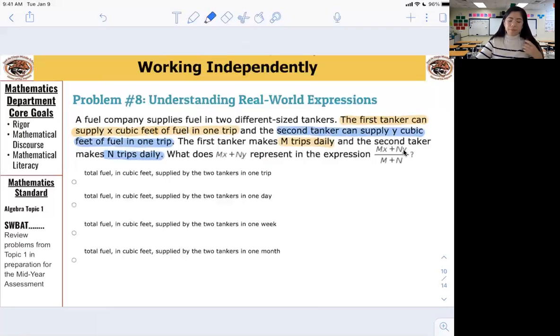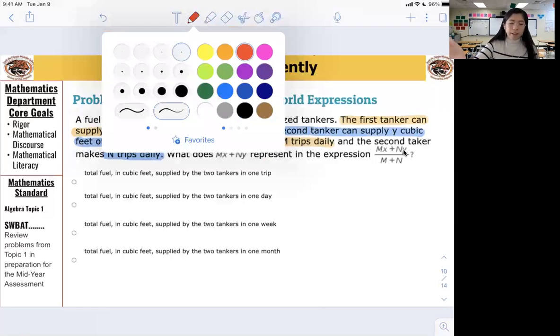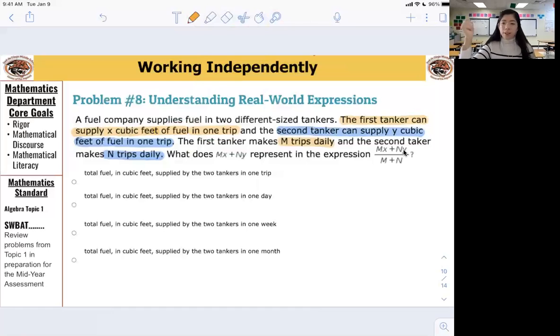Okay. All right. So I'm a big fan of pictures. I like to represent things visually all the time. So I'm just going to draw a little truck. A tanker's like a little truck, right? Here's my little truck. Miss Lopez can't draw, by the way. This is really bad. It looks like a bug. Okay, so there's my tanker, and this is tanker number 1. It can supply X cubic feet, so it has X amount of fuel inside.